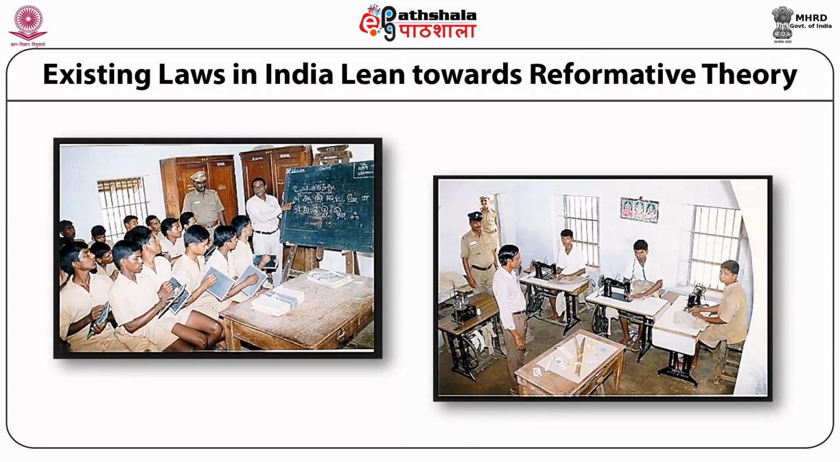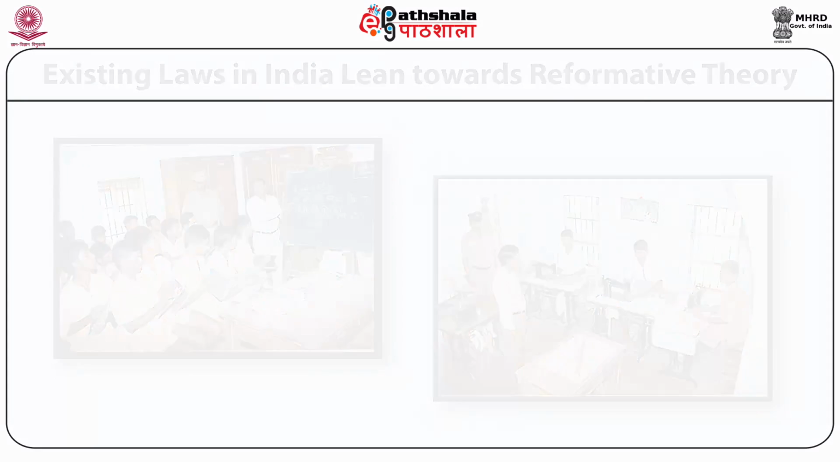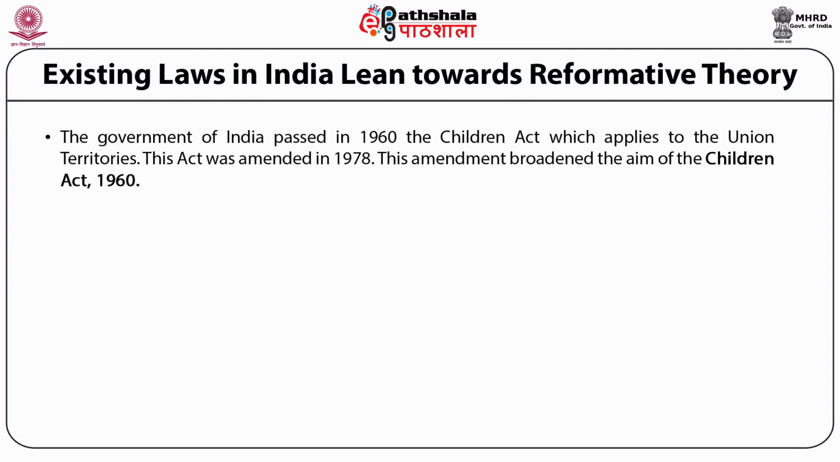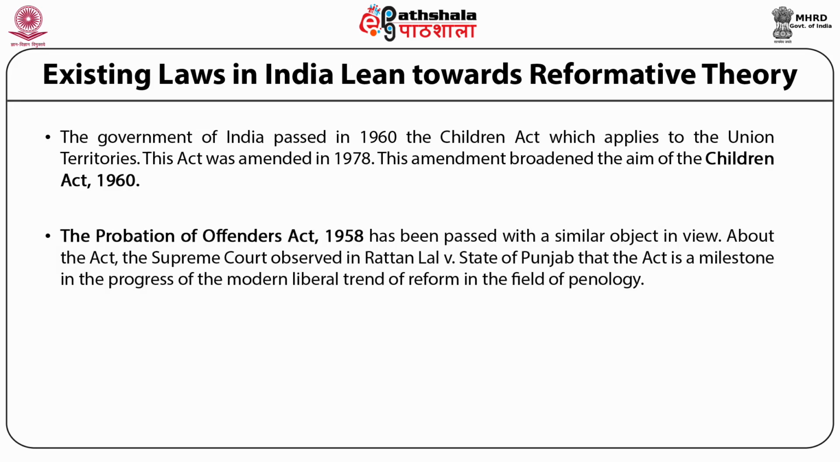Here you're looking at some pictures of these reformative schools. The schools were Borstals, essentially, where children who have committed offences under the age of 15 are reformed and rehabilitated and are given an education. Now, the government of India in 1960 passed the Children Act, which applies to the Union territories. This act was amended in 1978. The amendment broadened the scope of the Children Act.